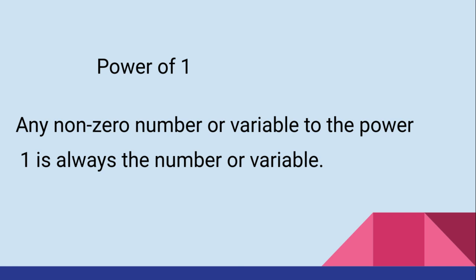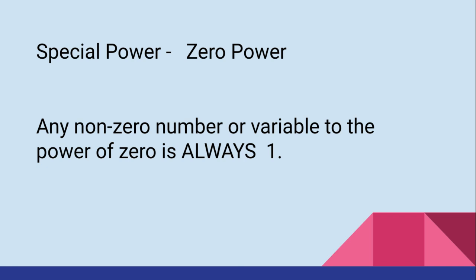If you have 4 to the first power, then it tells you only have one 4, so therefore your answer is 4. Now we have another special case, and that is the 0 power. Any non-zero number or variable to the power of 0 is always 1. So if I have 5 to the 0 power, my answer is going to be 1.